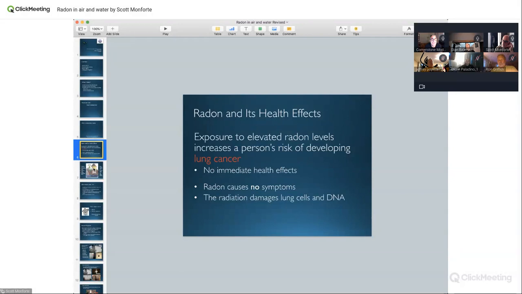So the exposure to elevated radon levels increases a person's risk of developing lung cancer. They say there are about 21,000 deaths every year. There could be other occupational exposures. If somebody's home and they don't work and the radon levels are very high, it's probably the radon levels. But if they work in construction and they're exposed to all kinds of other stuff, you just don't know.